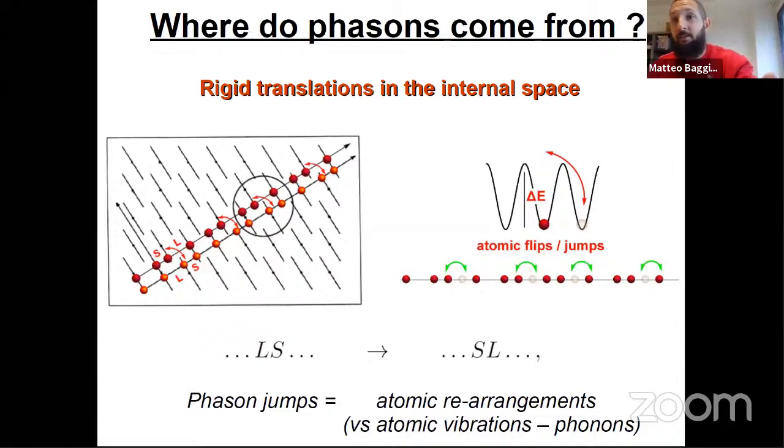And indeed, this is possible only if you have finite temperature. So you need a certain amount of energy. So what we learn here is that phasons are nothing else than jumps or rearrangements, atomic rearrangements. And they're very different from atomic vibrations, which are phonons. So this is basically the practical difference. The theoretical difference is that one is a shift in space-time, and the other is a shift in internal space, if you like, in the phase space. And from a physical point of view, one is a vibration around an equilibrium position, and the other is a rearrangement.